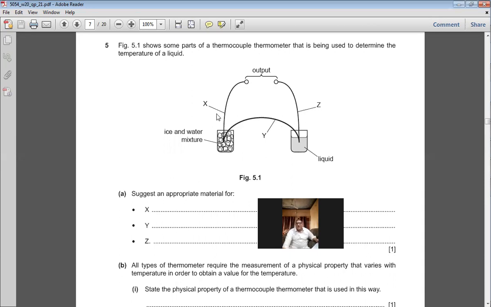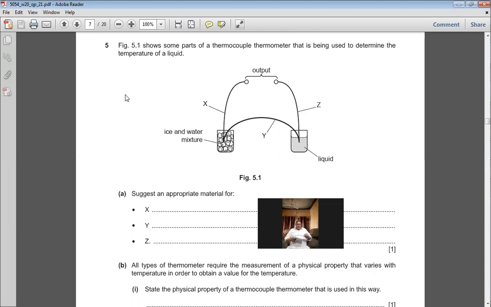This is made of iron. These wires are made of copper. The question says to suggest an appropriate metal material for X, Y, and Z. X is made of copper, Z is also copper, and Y is iron. This is the cold junction, this is the hot junction, and here we put a voltmeter. This is the basic diagram of the thermocouple. Sometimes this comes in the paper and you have to draw it, and here Cambridge itself has drawn this diagram. So never forget this diagram.